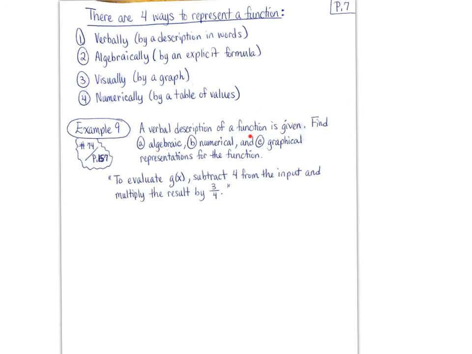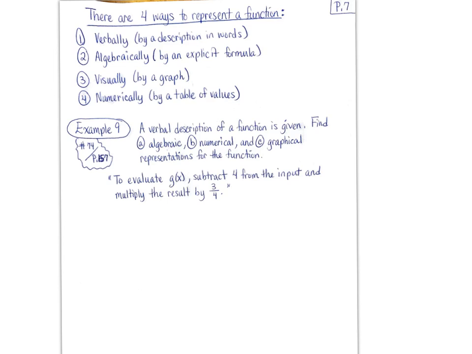A verbal description of a function is given. Find A, the algebraic, B, the numerical, and C, the graphical representations for the function. So the verbal description says to evaluate g of x, subtract 4 from the input. What's the input? X, good. So subtract 4 from the input. So that's going to be x minus 4. And multiply the result by 3/4.